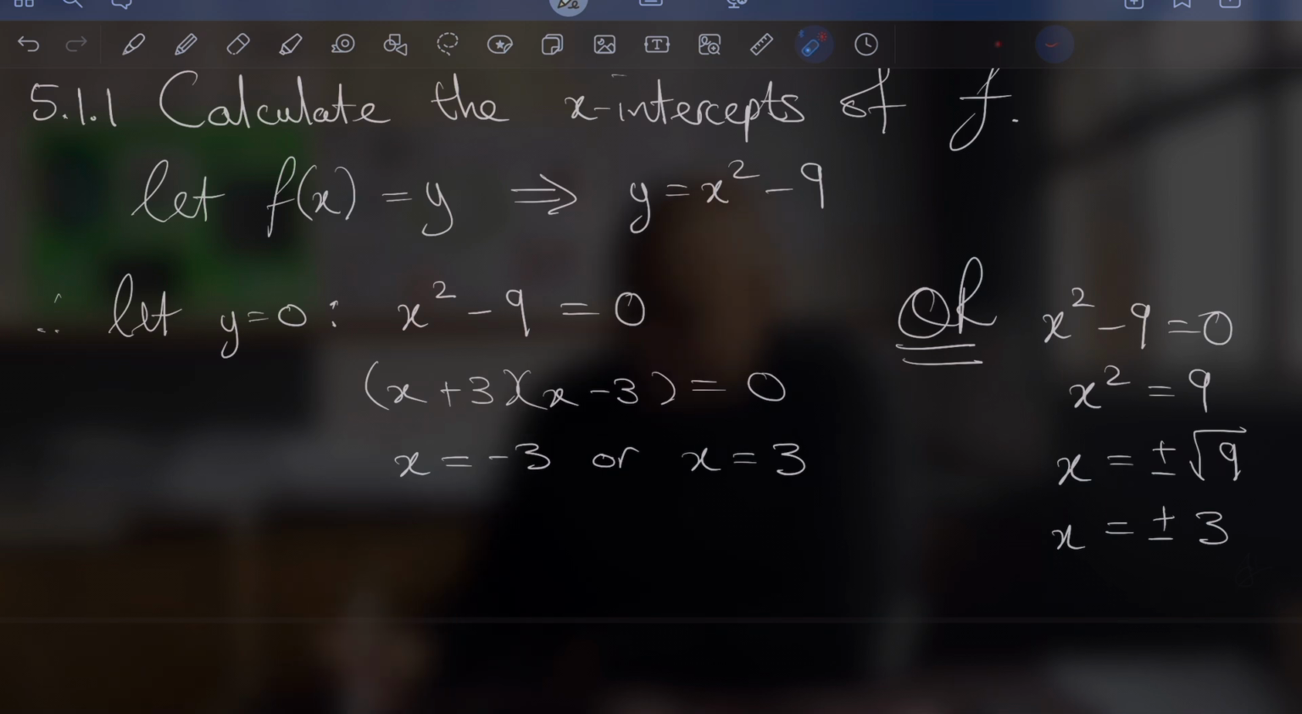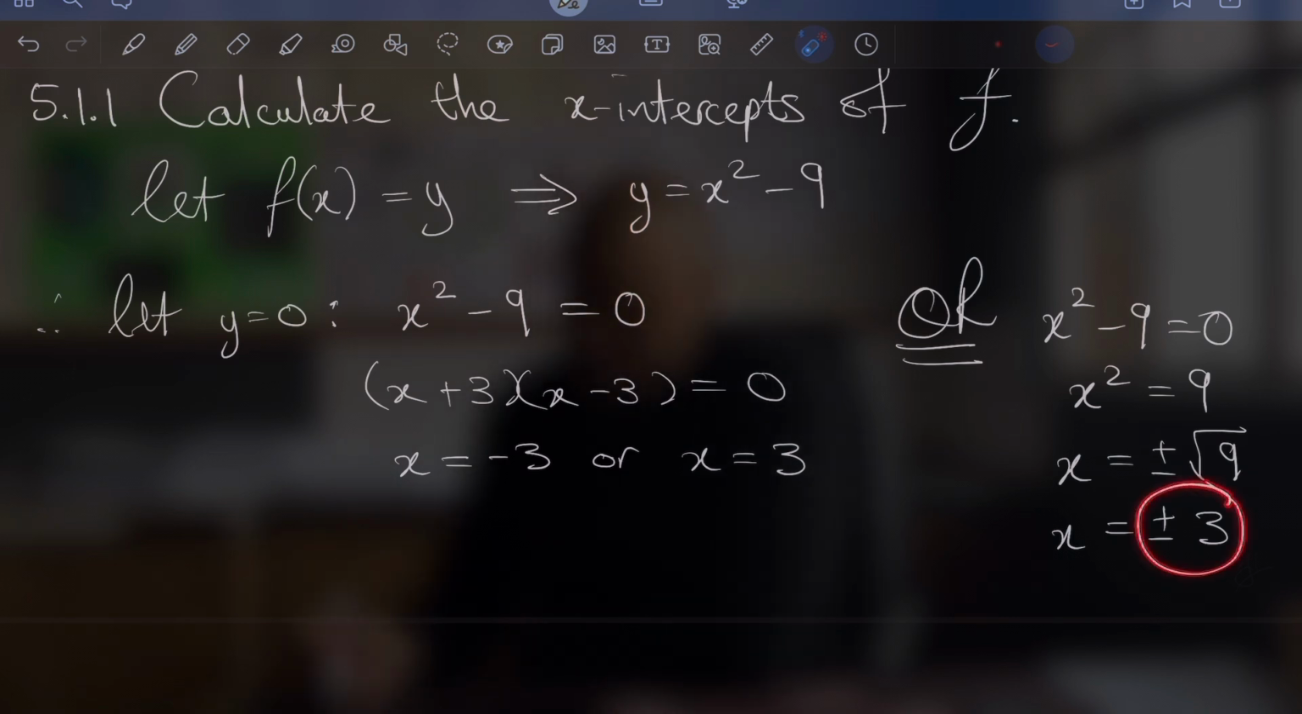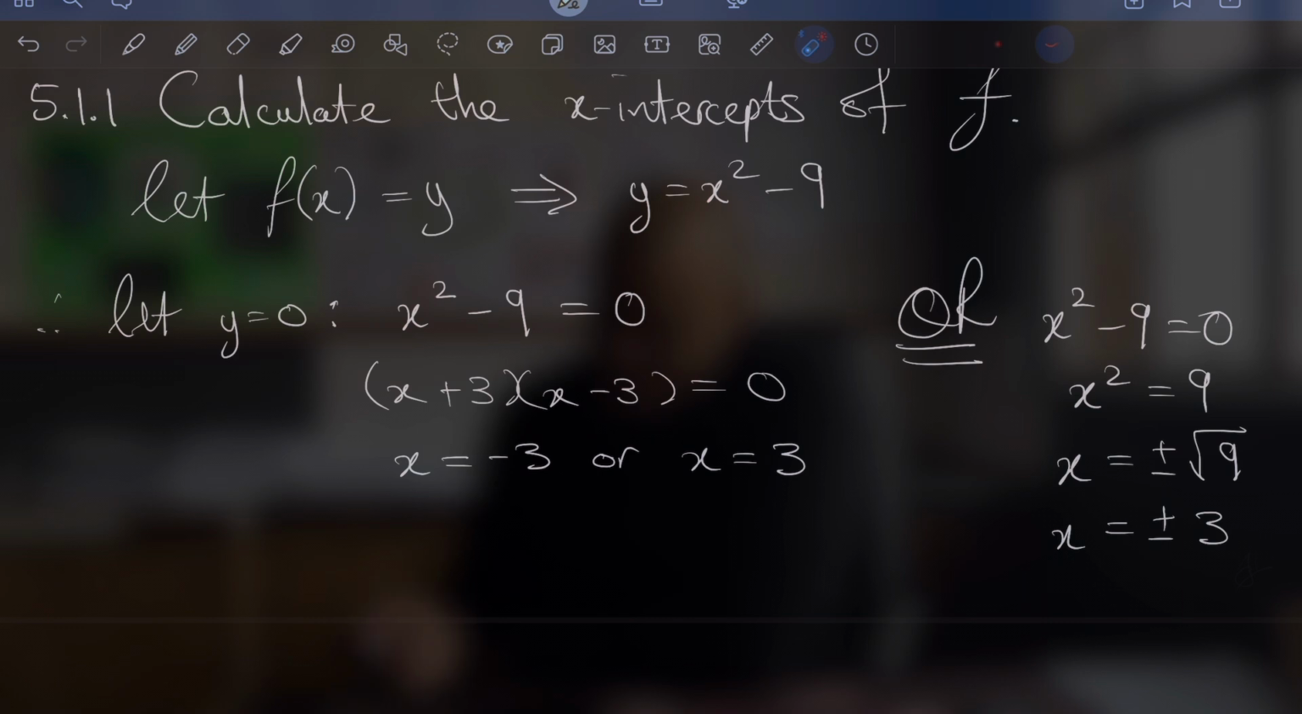And in this case, of course, we need both roots. We need the negative 3 and positive 3. And if you do it the factorizing way, you will not forget the other root, because this forces you to write down both. But if you are comfortable with the other method, just remember that you need to include the plus and the minus, meaning x equals 3 or x equals negative 3.